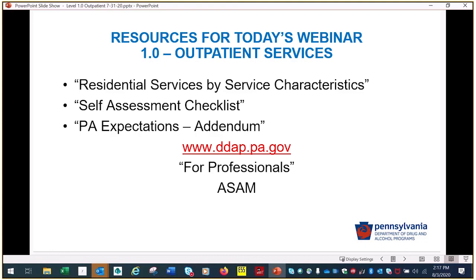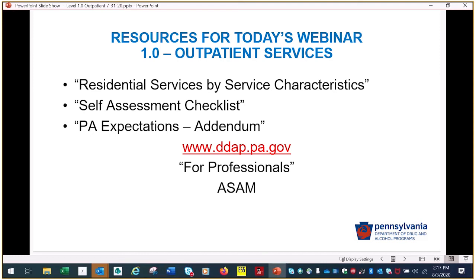This presentation will provide a high-level overview of the documents recently released on 1.0 Outpatient Services. There are two documents or parts: the Outpatient Services by Service Characteristics and a self-assessment checklist. Information from a third document, the Pennsylvania Expectation Addendum, will also be reviewed today.